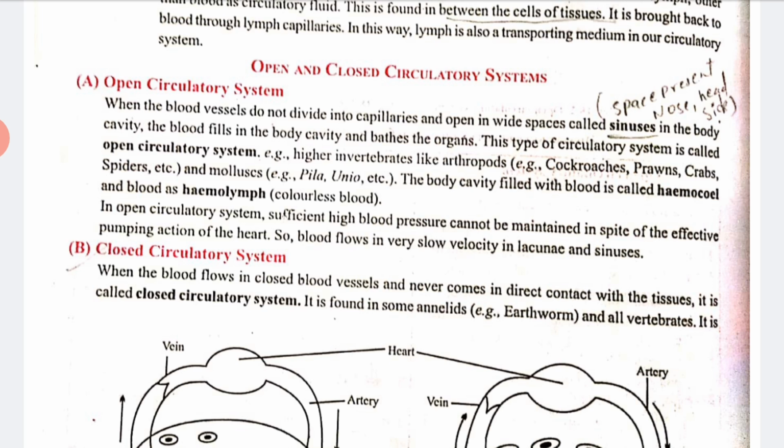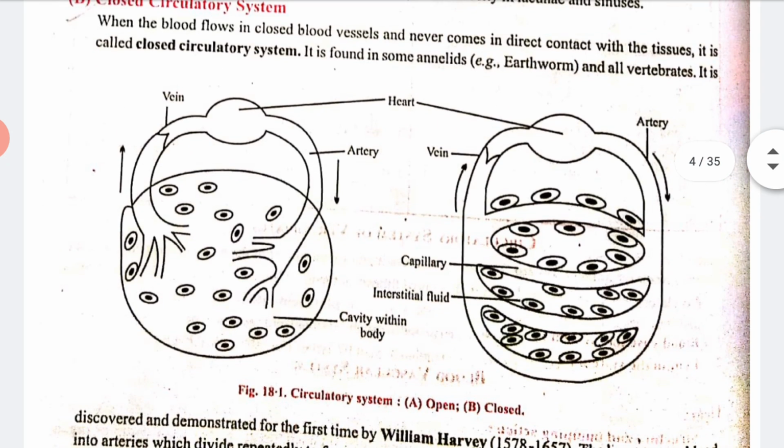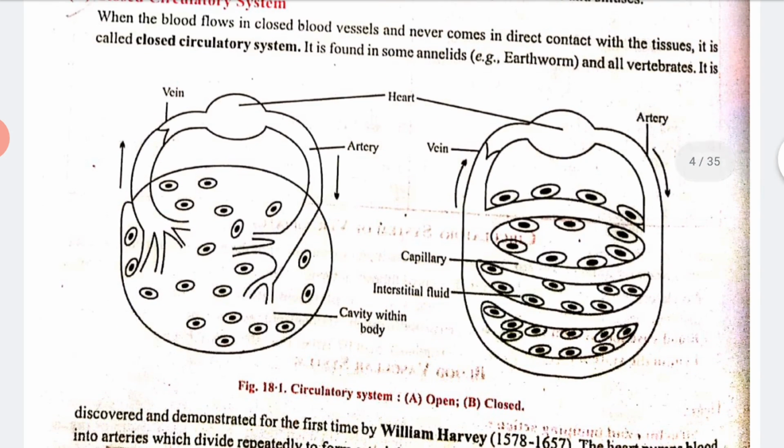Now just the opposite, we have the closed circulatory system. In the closed circulatory system, the blood flows in closed blood vessels and comes in direct contact with the tissues, so it is called the closed circulatory system. Now I'll show you with an example. See, this is the open and closed circulatory system. When it is open, you can see the veins open inside the cavity within the body, and when you see the closed one, you can see all capillaries are closed, right?